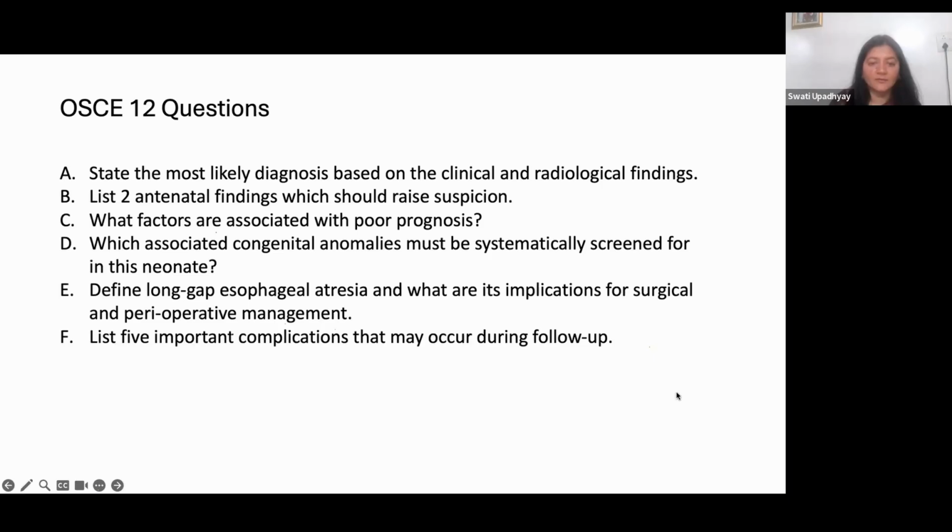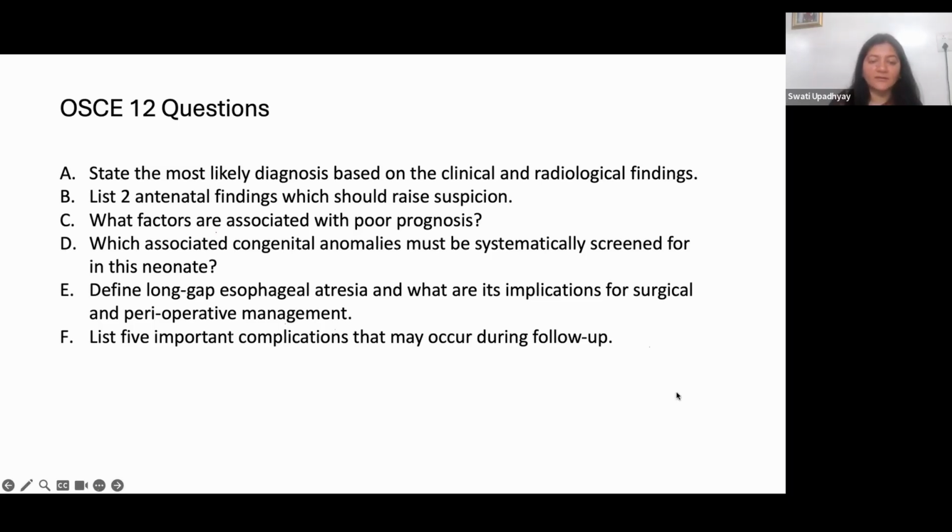CHT, good. Weight and cardiac, very good. Yes, weight. Okay, so I think most of you are writing it rightly. So weight less than 1.5 to 2 kgs and presence of a major congenital cardiac defect, they are associated with poor prognosis. Now, which associated congenital anomalies must be systemically screened for in this neonate?